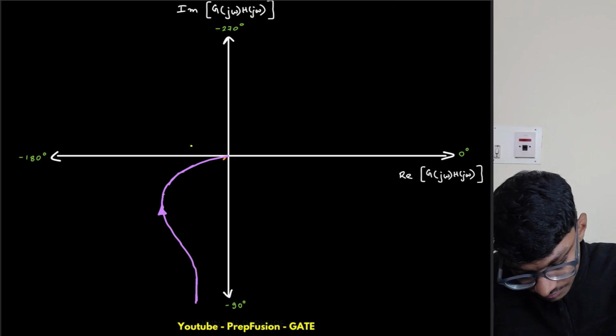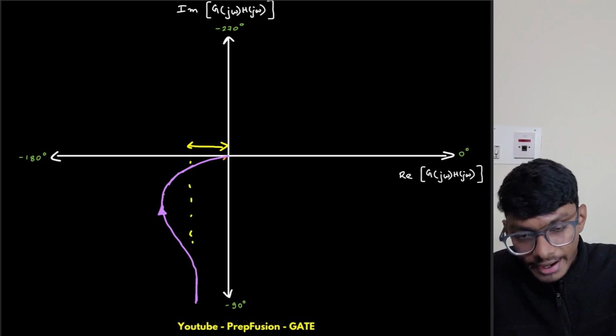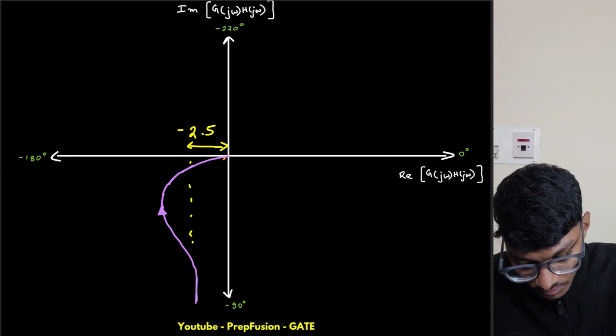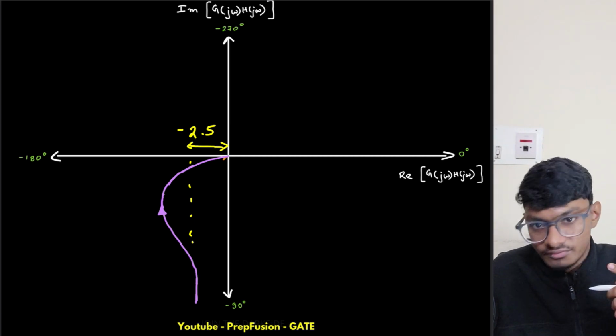What is this real part? This asymptote real part, right? What is the magnitude of this one? The real part of this one is only minus 2.5, but the imaginary part is going to infinity. That's why the overall magnitude is going to infinity itself, right?